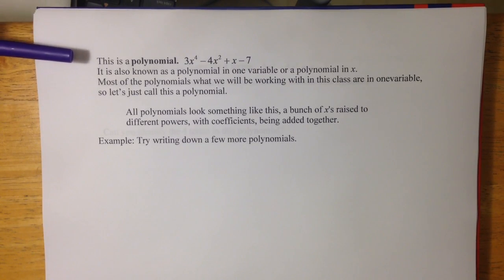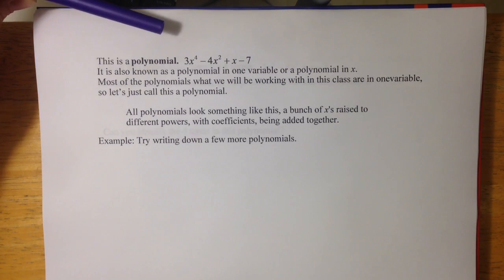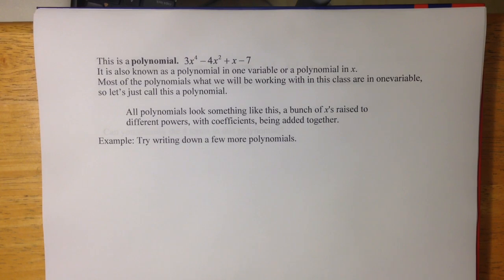This is an example of a polynomial: 3x to the fourth minus 4x squared plus x minus 7. It's also known as a polynomial in one variable, or a polynomial in the variable x. Most of the polynomials that we will work with in this class are in one variable, so we're just going to call this a polynomial.